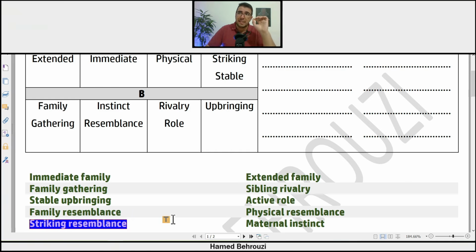A very obvious resemblance or similarity. Let's say like this. A very obvious similarity. That's striking resemblance. You see, some people look exactly like the small version of their fathers. So we can say that they have a striking resemblance.